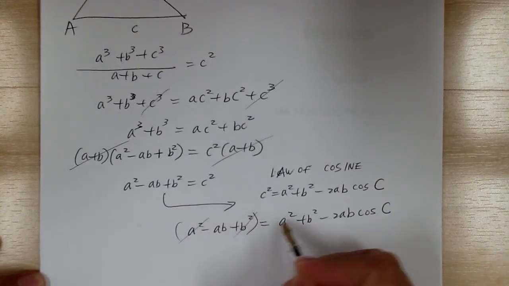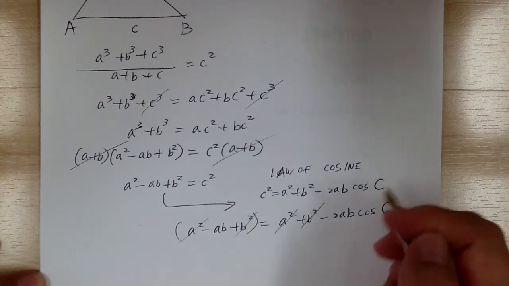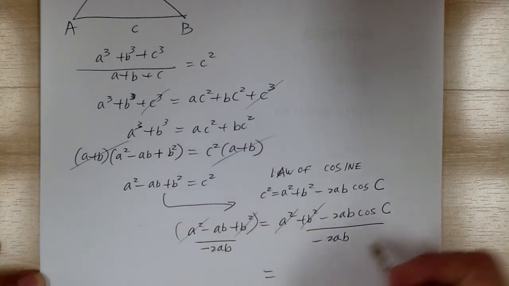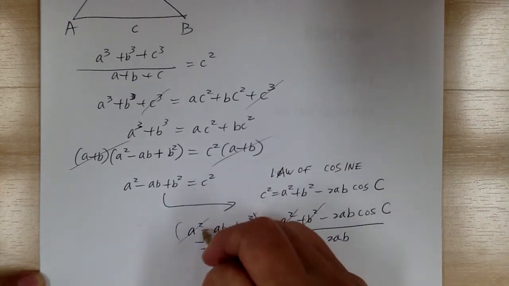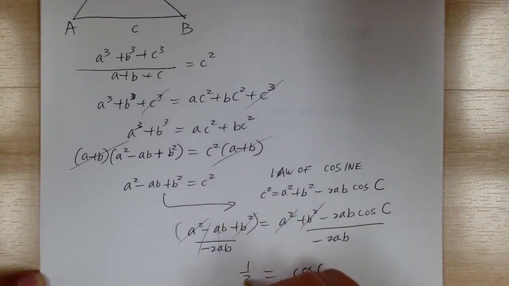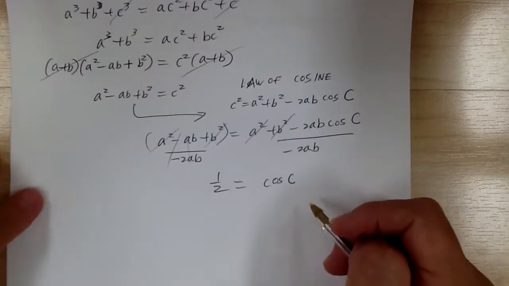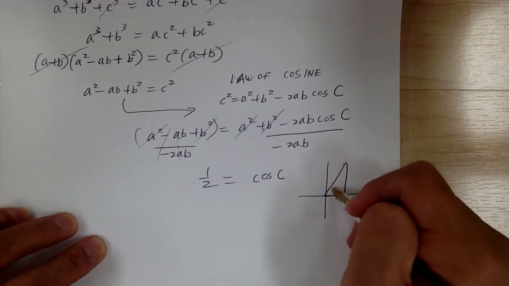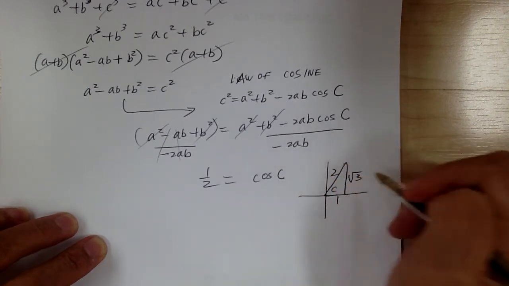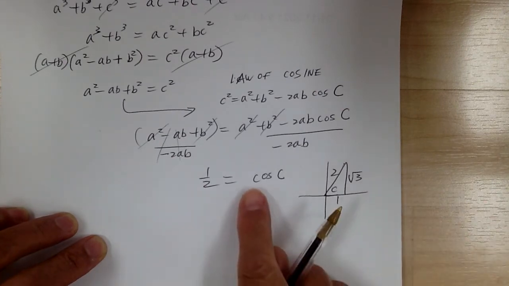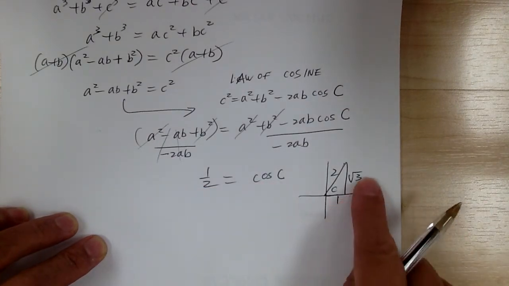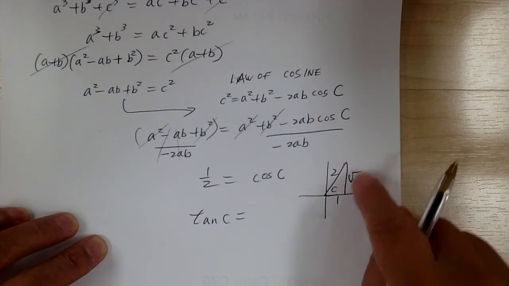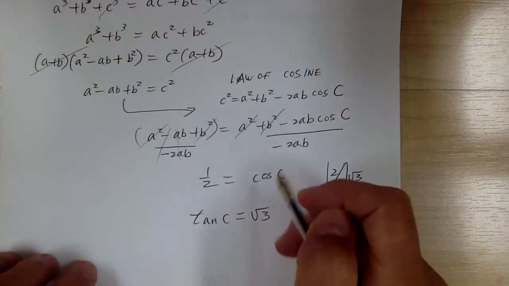Okay, so this will cancel out. And what we're going to do is divide by negative 2ab. So you get cosine of c, now this will cancel out, equal to 1/2. Okay. So once you find cosine of c equal to 1/2, you draw that: 1, 2, and square root of 3. Once you know the cosine of c equals 1/2, you can find tangent of c based on that picture. So tangent of c equals sine over cosine, so equal to square root of 3.